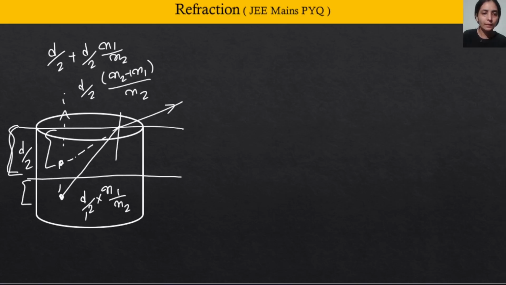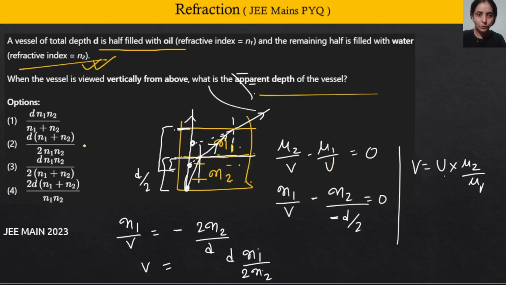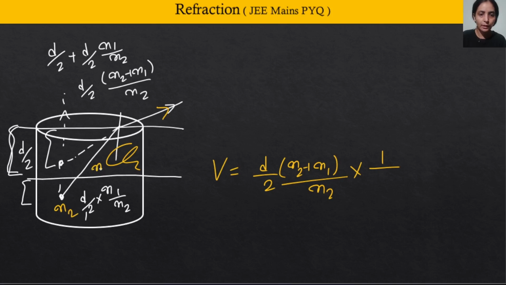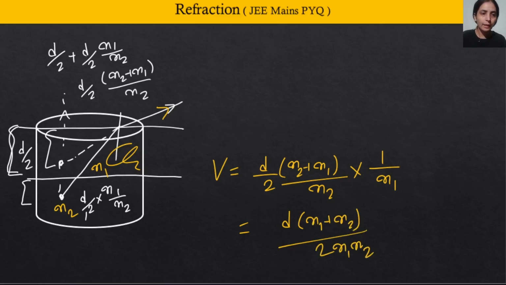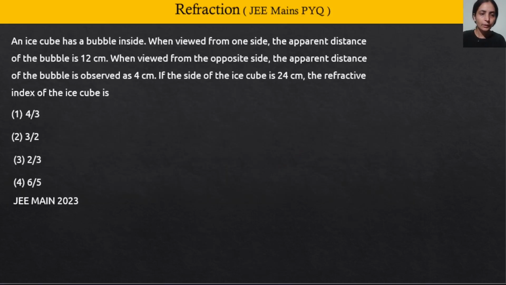What will this be, tell me. For this, write the formula: v equal to u, which is how much, d by 2 into n2 plus n1 divided by n2, into what will you do, into the refractive index of the medium in which the refracted light is, that is 1, divided by the one in which the incident light is, that is this one. So this was n2, this is n1, this is n2, this is n1. So n1 has the incident light, right? So here you will be writing n1. So what is our answer coming to? The answer is d n1 plus n2 divided by 2 n1 n2, okay. So what will be the answer, the answer will be 2, okay. This is this. Now let us move to the next question.